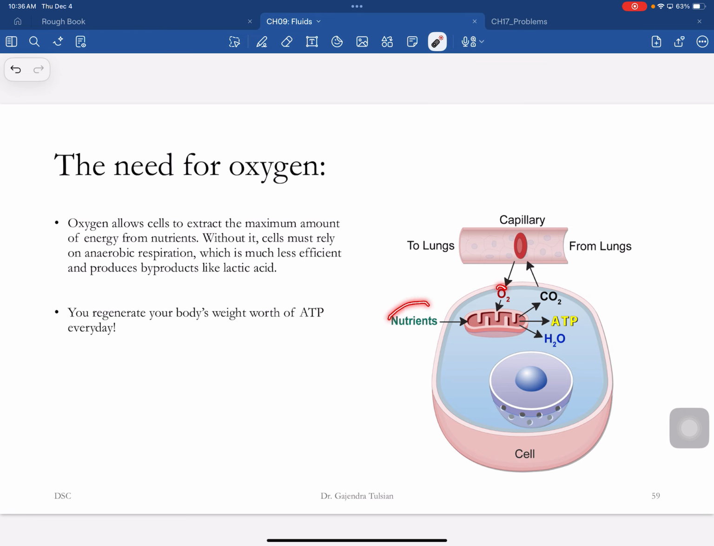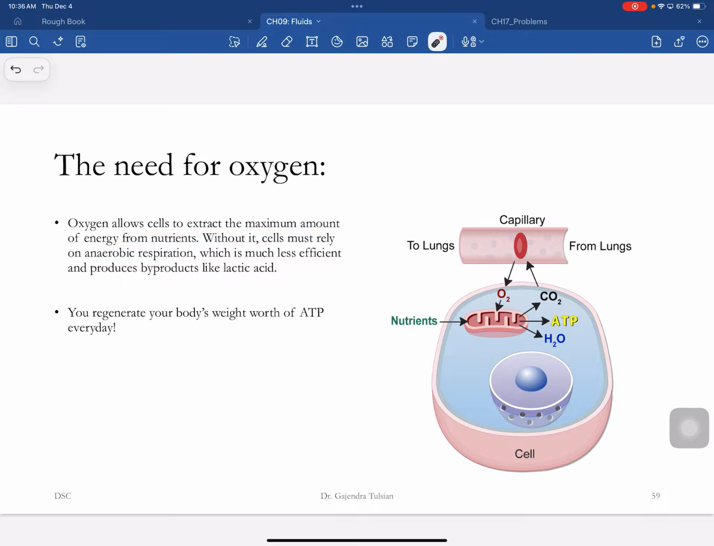To extract the most amount of energy from nutrients, you need oxygen. If you don't combine oxygen with the nutrients, you can't squeeze out all the energy from them. That's why you need oxygen, okay? Oxygen allows you to extract the maximum amount of energy from nutrients.